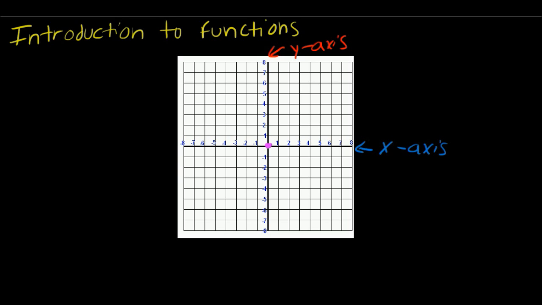The coordinate plane consists of four quadrants. Quadrant 1 is in the top right, Quadrant 2 is in the top left, Quadrant 3 is in the bottom left, and Quadrant 4 is in the bottom right.